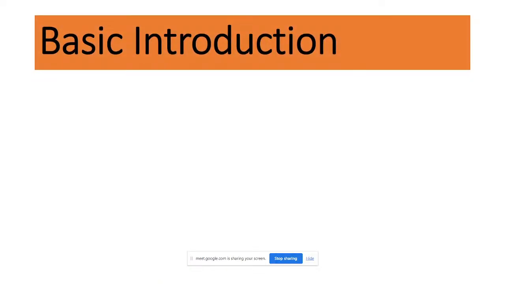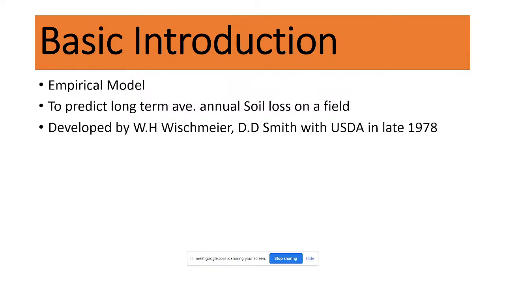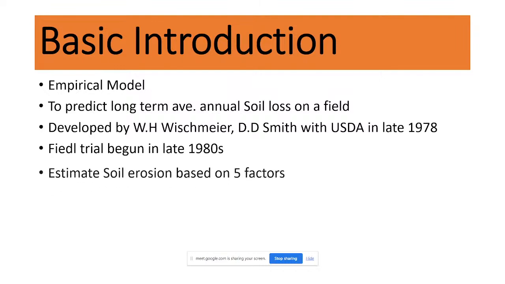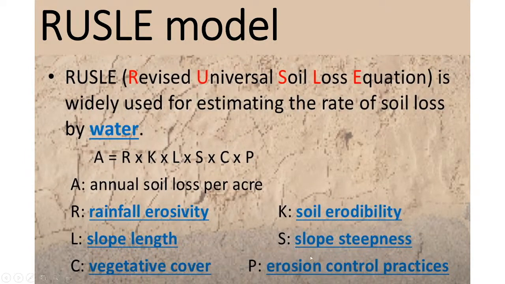Now, a basic introduction to the RUSLE model. Basically, the RUSLE model is an empirical model, mainly used to predict the long-term average annual soil loss on a field. So in the RUSLE model, we can get the annual soil loss. It was developed by W.H. Wischmeier and D.D. Smith. They developed this model in the 1980s, and it estimates soil erosion based on a total of five factors. RUSLE's full form is the Revised Universal Soil Loss Equation.